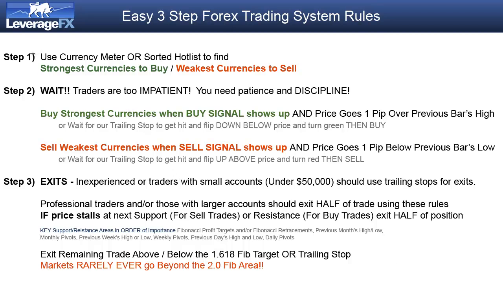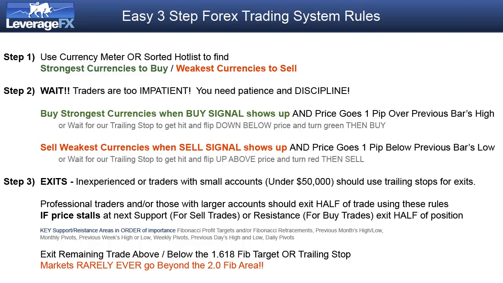The first step in our 3-step easy Forex trading system, and both brand new traders and experienced traders can use this. Experienced traders will add extra rules like where's the next level of support resistance and is it worth the risk based on how much likely profit I'm going to make. But for new traders, these are the 3 steps. 1, use the currency meter you just saw. You want to buy the strongest currencies versus the weak and sell the weakest versus the strong.